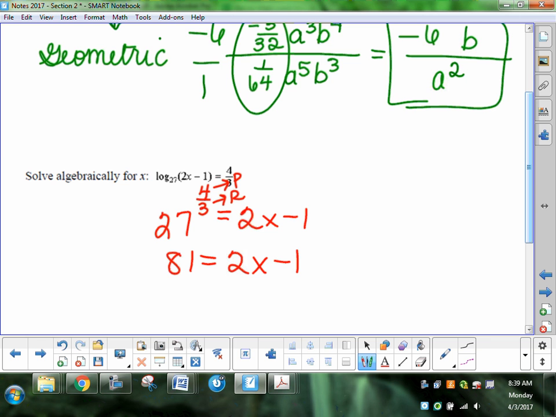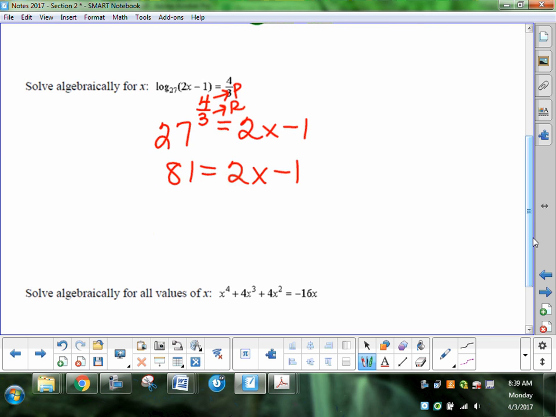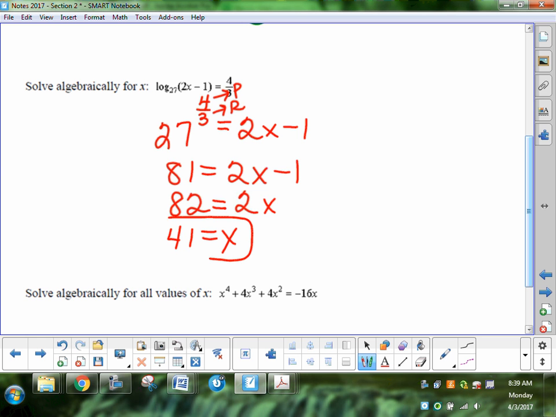From here, what would we go through and do to solve, John? So what do you get? Equals. And then? And get? Questions on that? You can do nSolve to check your answer as well. Take a look at the next one.